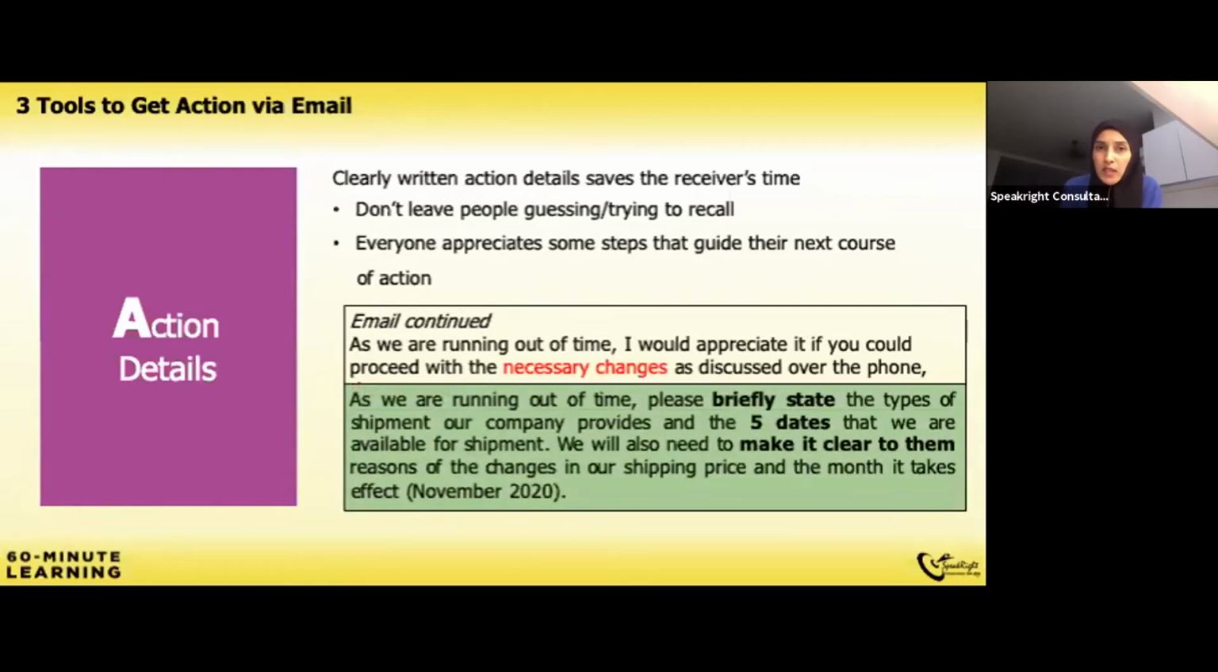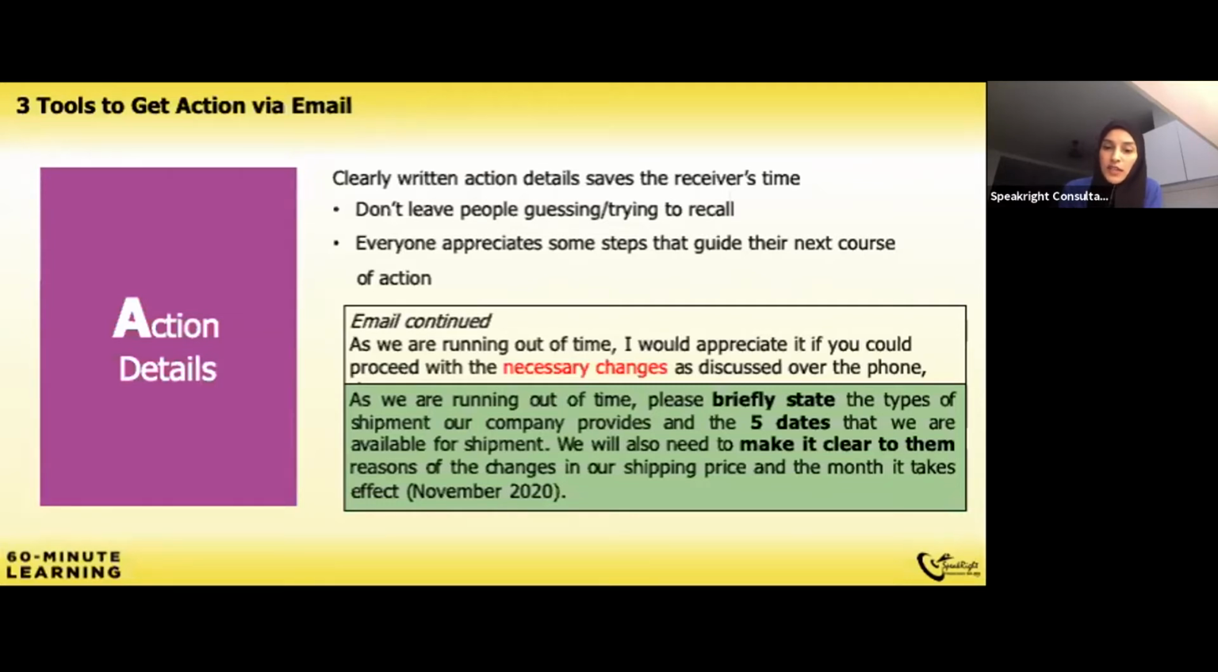So what is a better way to actually address this and make Jenny see how much she is supposed to do? Listen to this sentence. As we are running out of time, please briefly state the types of shipment our company provides and the 5 dates that we are available for shipment. So now she knows she needs to state the types of shipment briefly. She doesn't need to find all the details of it. So in this way, it is very clear that she needs to state 5 dates.